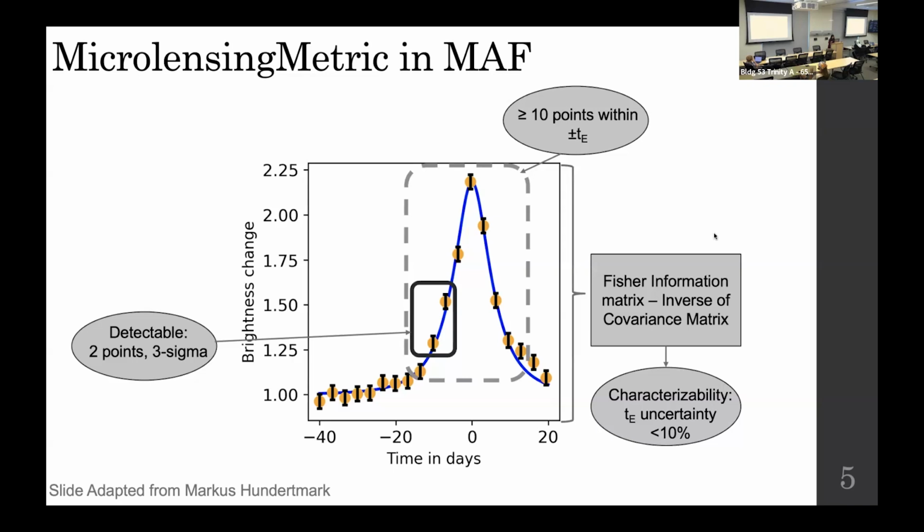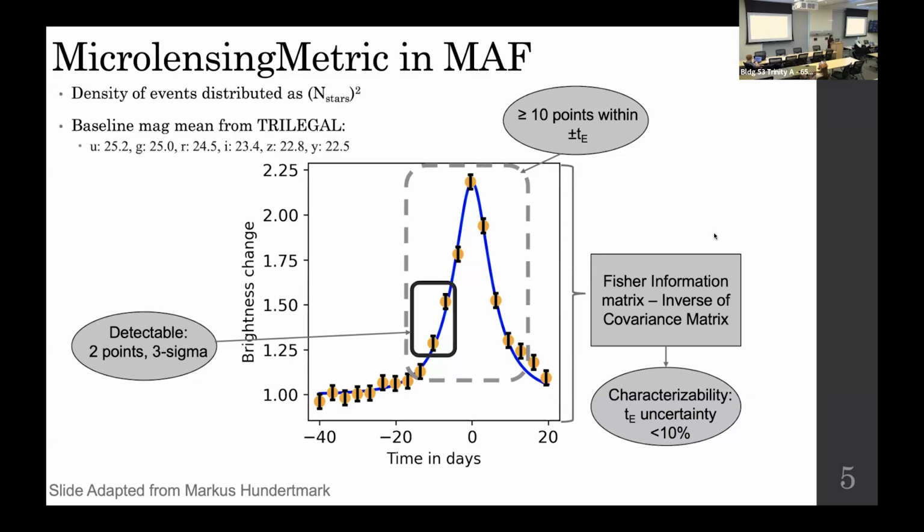Then in a bit more detail, we can look at the Fisher information matrix, which is the inverse of the covariance matrix. That will tell us how well we can characterize particular parameters, such as tE, to an uncertainty of less than 10%. The population of objects that we inject is distributed with the density of events following the number of stars squared from the Trilegal map, and we use a baseline magnitude as the mean Trilegal map magnitudes there.